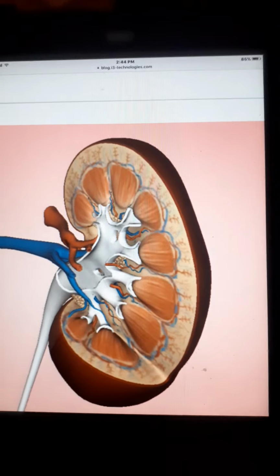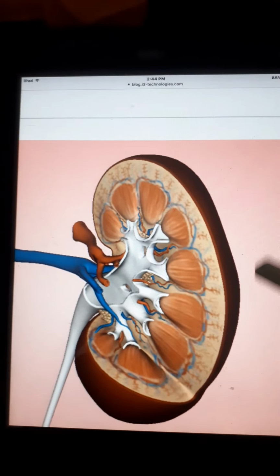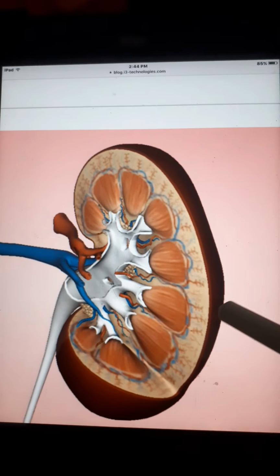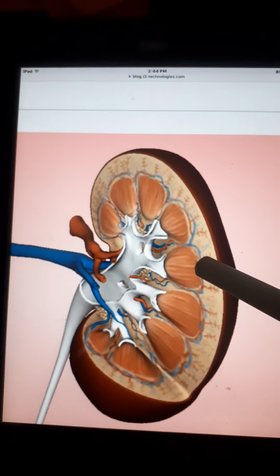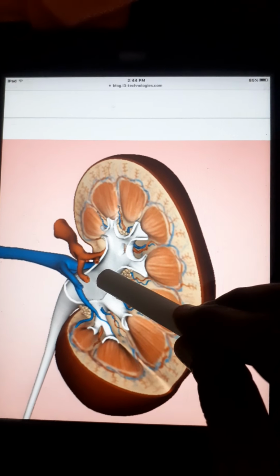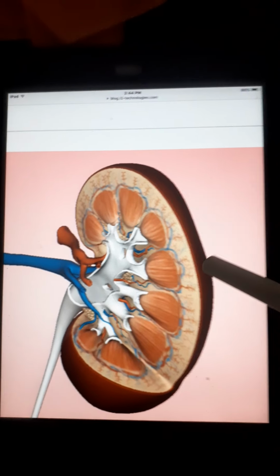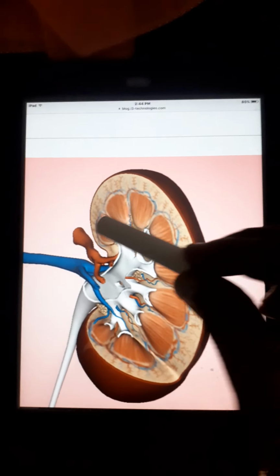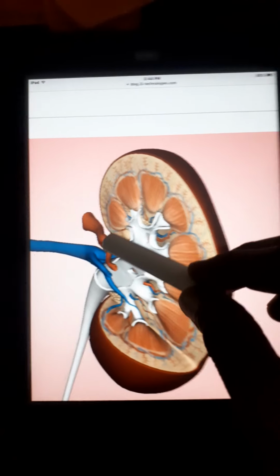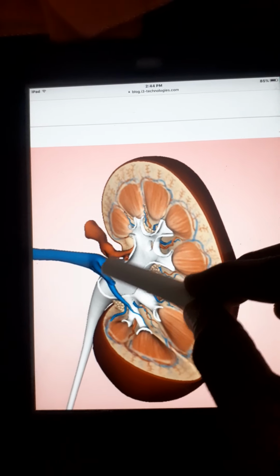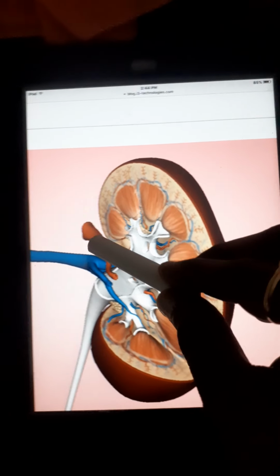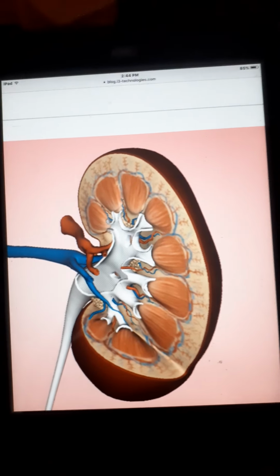Is it clear, students? These are the different regions present in a kidney: cortex, medulla, pelvis, nephrons, calyces. This is the convexity of the kidney and this is the concavity of the kidney. Arteries, veins, ureters. This structure is the hilum or the fissure.